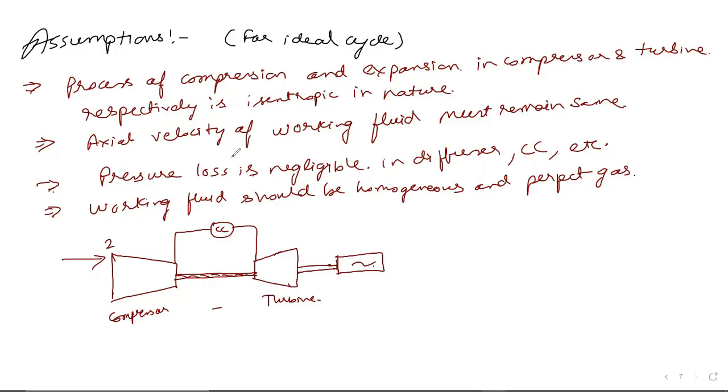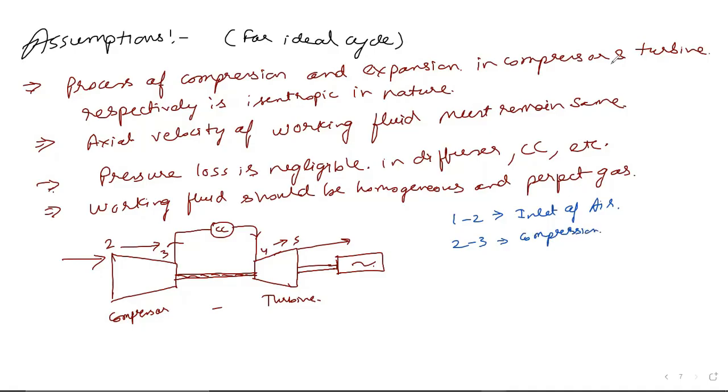If I give the numbers, this is 2, this is 3, then this is 4. So 2 to 3 is the process of compression. 3 to 4 is combustion or heat addition. 4 to 5 is expansion, and after 5 it is also going on. 1 to 2 is the inlet of air, the diffuser portion. We are not going to discuss the diffuser, because we are going to see only this unit: compression, combustion and expansion.